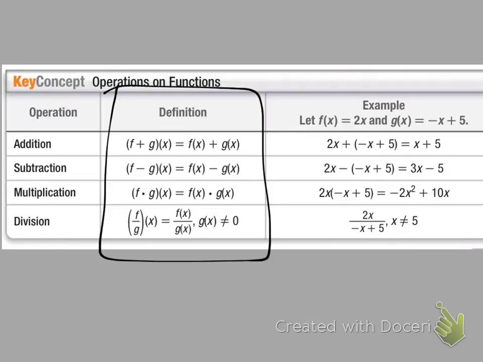Now, we wrote down f of x earlier, and we all have seen this before. The new part here is f plus g of x. That's how you say this one right here. f plus g of x, f minus g of x, f times g of x, f divided by g of x. That's how you say those four. And here's the tough part. Here's where the new stuff is.